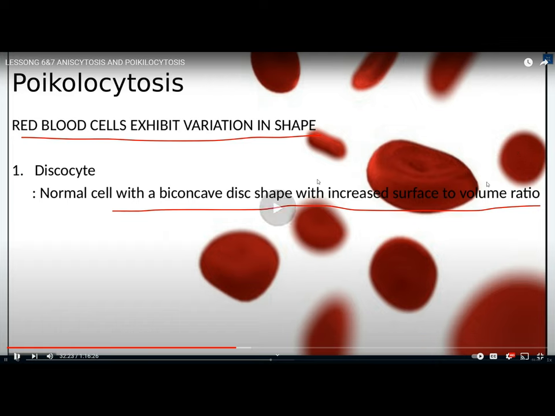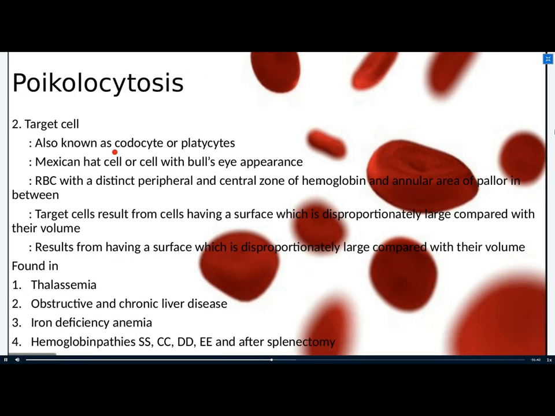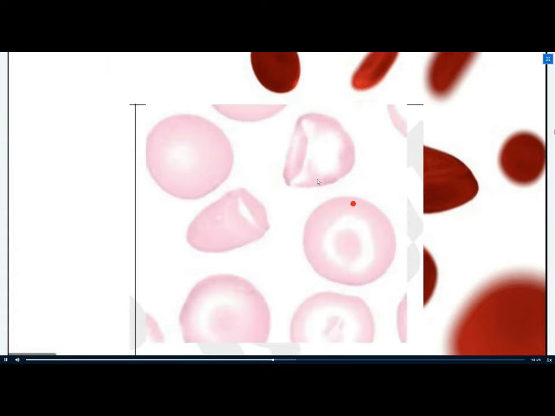All right, let's continue. That is your discussion. Another one would be your target cell. Class, your target cells are also known as codocytes or platycytes. They would appear as a Mexican hat cell or cell with bull's eye appearance. Parang ganito sila. This is the Mexican hat appearance, class. This is the bull's eye appearance. Para kang may target sa gitna.